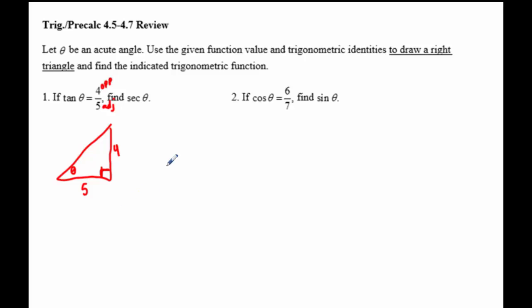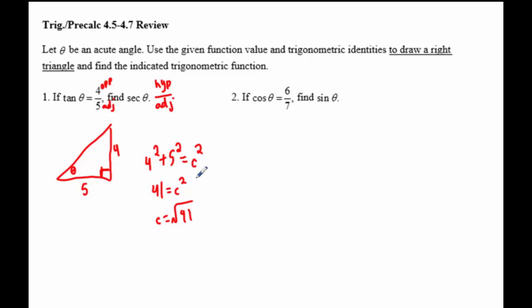Then what we want to do is find the hypotenuse, because secant is hypotenuse over adjacent. So we want to use the Pythagorean theorem to find the hypotenuse. So I'm going to do 4 squared plus 5 squared, because those are both legs of my triangle, and then that's going to be c squared. So I have to work out what is 4 squared plus 5 squared, which is 41, and then square root both sides so that my hypotenuse is the square root of 41.